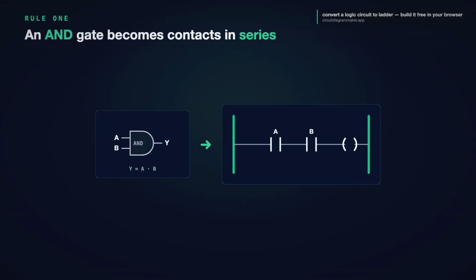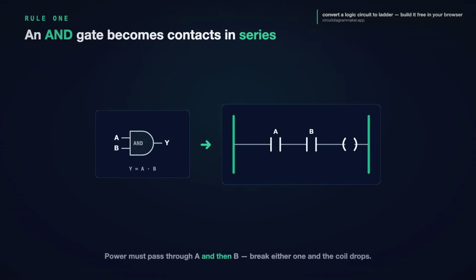First, the AND gate. An AND gate turns its output on only when every input is on. Input A and input B both true. In Boolean, we write that as A · B. On a ladder, both must be true has an obvious shape. You put the 2 contacts in series, one after the other, on the same rung.